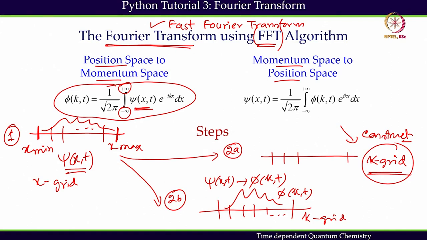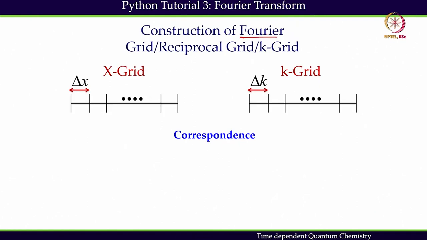But the bottom line is that we have to follow two different steps. First, we have to convert the x grid to the k grid, and then we have to convert the function, which is the Fourier transform, to the k grid, and then we can plot it. Not x and y, it is now k versus your function phi(k,t). This is what we can plot. So this is the basic idea behind this entire procedure of the fast Fourier transform algorithm. So let's look at the construction of the Fourier grid, or reciprocal grid, or k grid. They are synonymous, and often we use reciprocal grid to represent the k grid or Fourier grid.